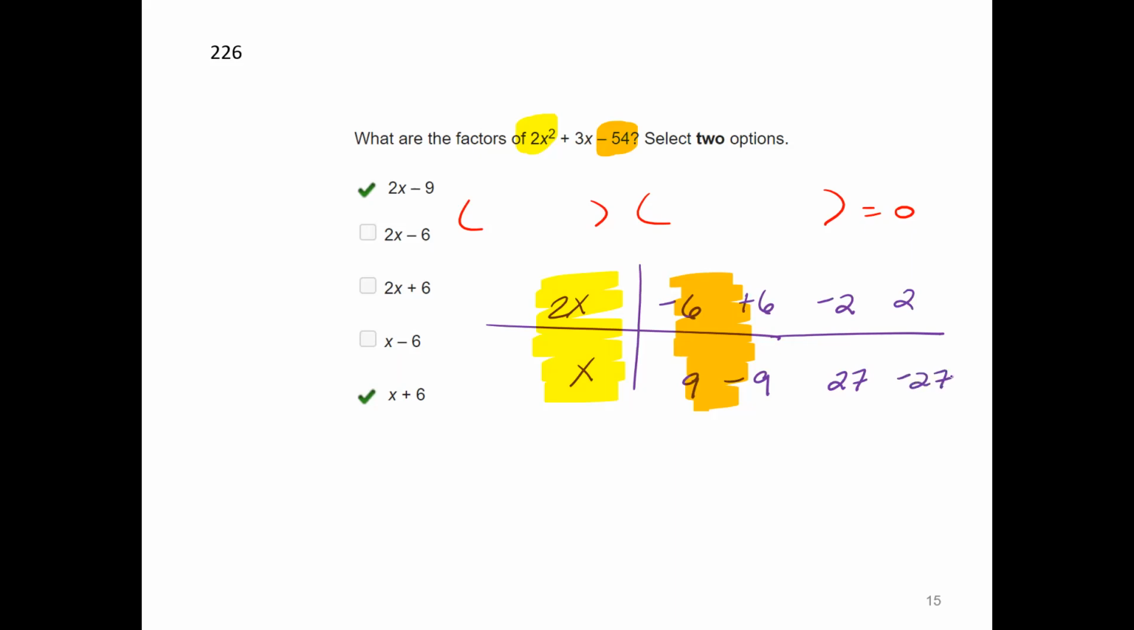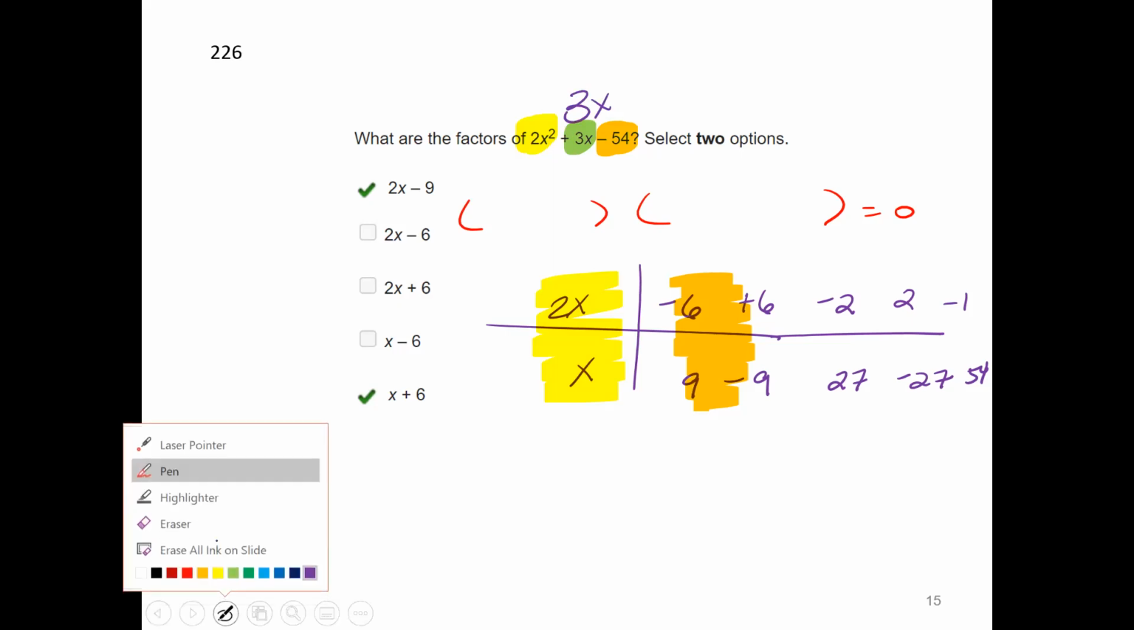Do you see there's a lot of options there that you can use? You could do a negative 1 and a 54. There's just a lot of options, okay? But one of those options, when you cross multiply and you add them together, has to give you the middle number, which is a positive 3x. That's what you're aiming for, okay? So I'm going to do some guesses here. Let's try the first option.